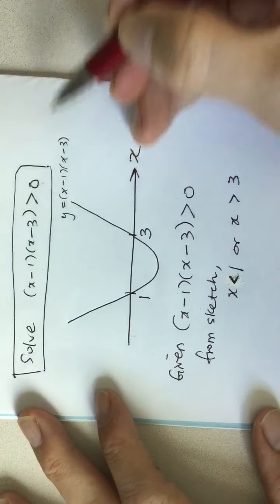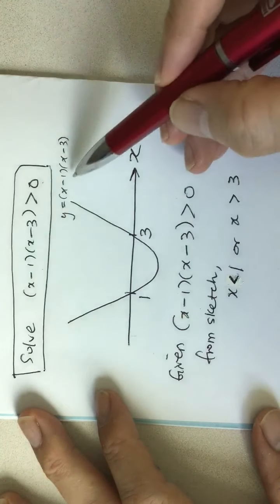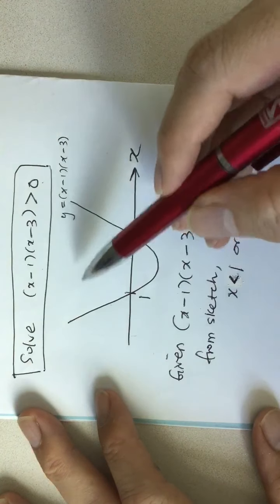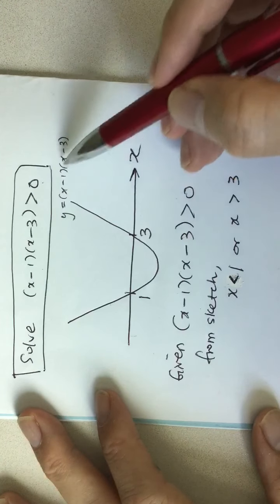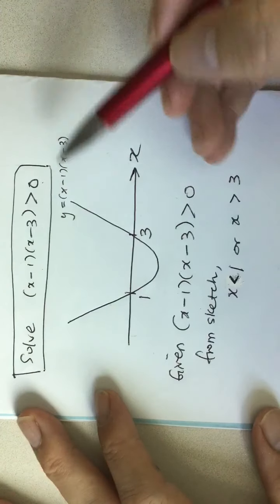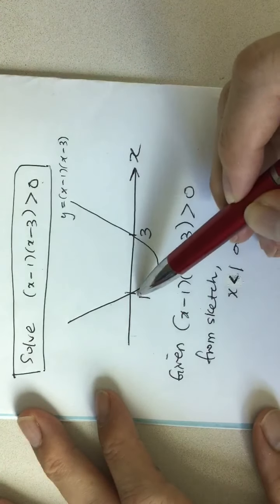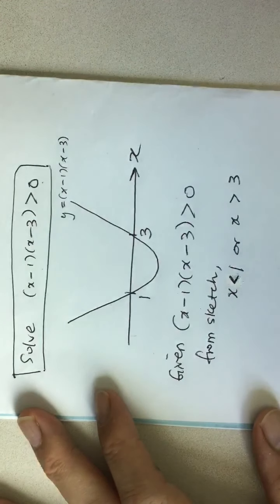This is a quadratic curve with x-intercepts 1 and 3. It's a U-shaped curve because the coefficient of x squared is positive. So we first draw the curve with the x-intercepts at 1 and 3.